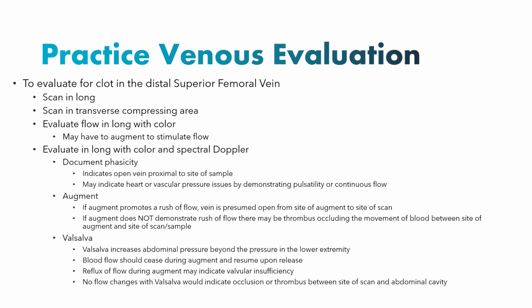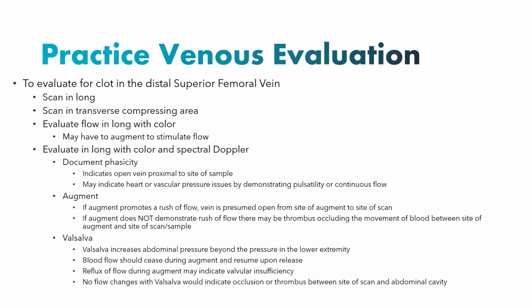And you would want to identify whether you got a rush of flow. If you get a rush of flow, that would indicate that that vein is open from the site of your scan to the site of your augment. It doesn't tell you about everywhere else, but it tells you about the region from augment to scan. If augment does not demonstrate a rush of flow, there may be a thrombus blocking or occluding the area, and so that would indicate the lack of an augment or a rush during augment.